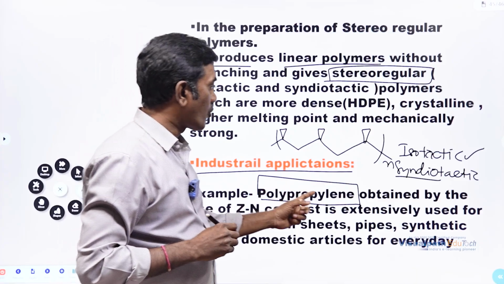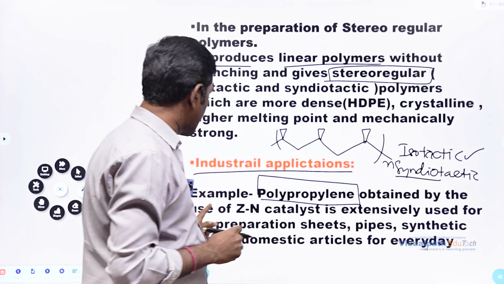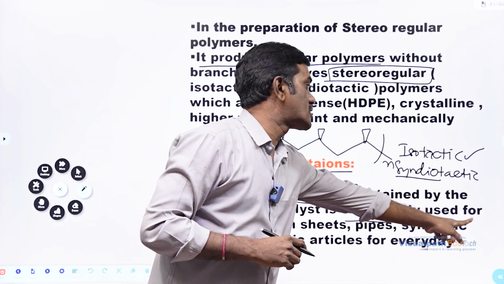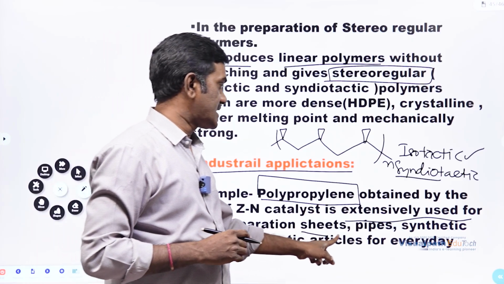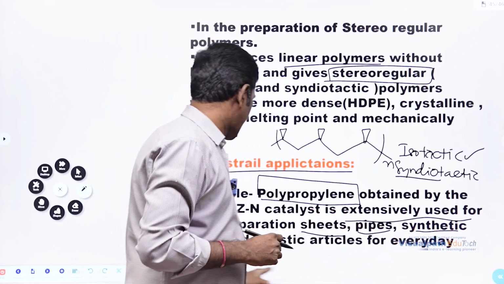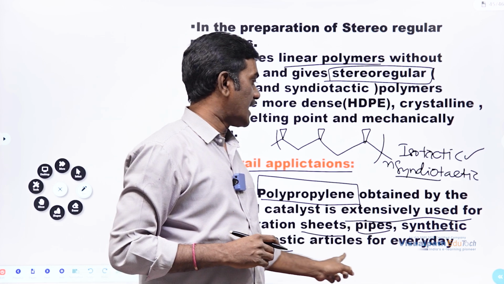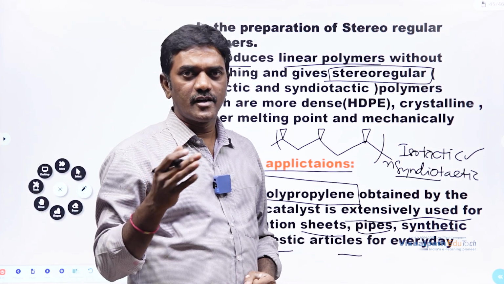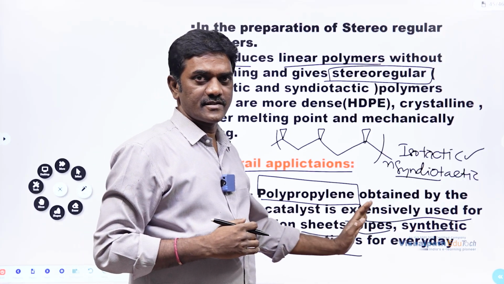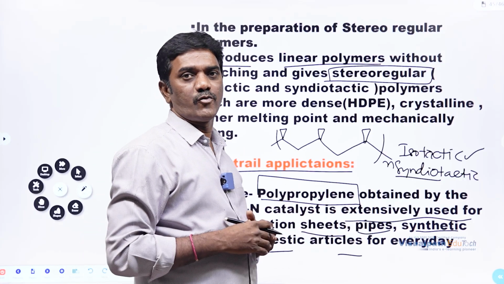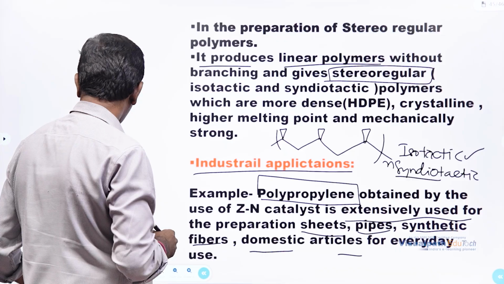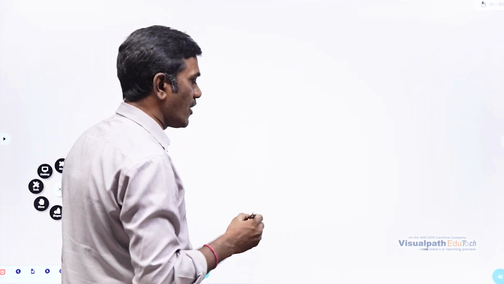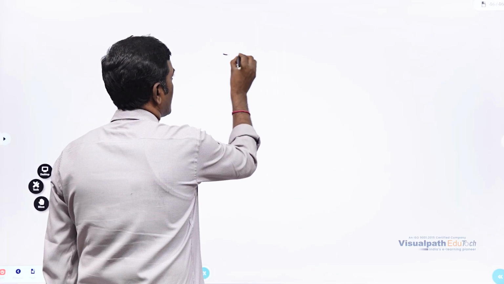As examples, the polypropylene obtained by this particular Ziegler catalyst is extensively used for the preparation of sheets, pipes, synthetic fibers, and domestic articles for everyday life. In industry, they use Ziegler catalyst a lot to prepare all these things because they want to prepare high density polymers. And moving on to the next application. We have discussed applications of coordination compounds. Now the last application of coordination compounds is going to be softening of water.